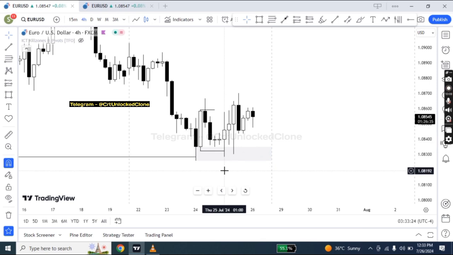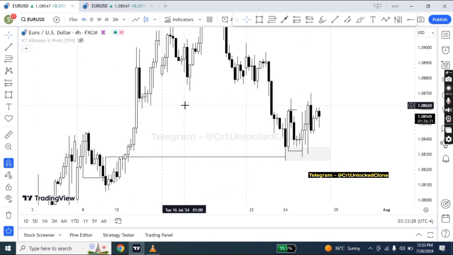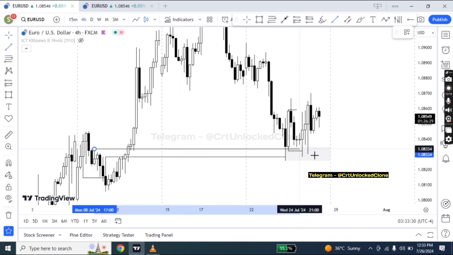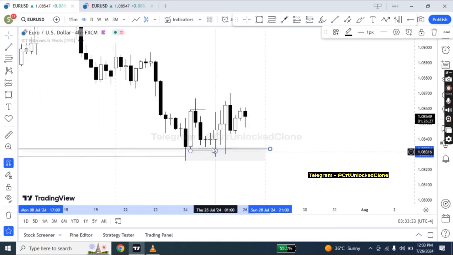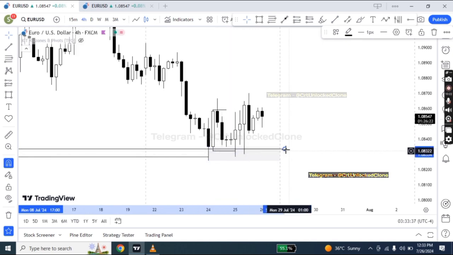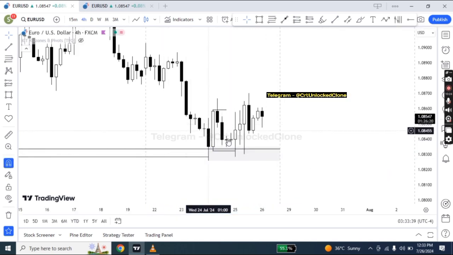Now another thing right here is that if we plot the daily order block's high, we can see that price also tested that order block's open along with taking out this CRT low in this rejection block, right? Which led to price having this reaction, which offered me a long trade.